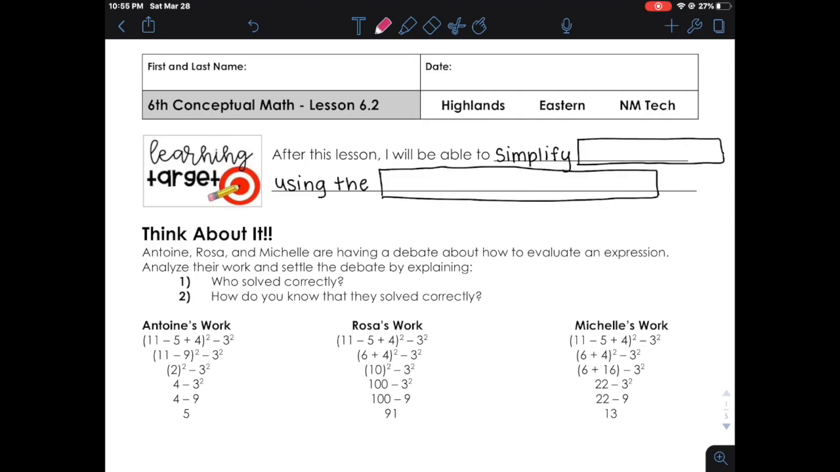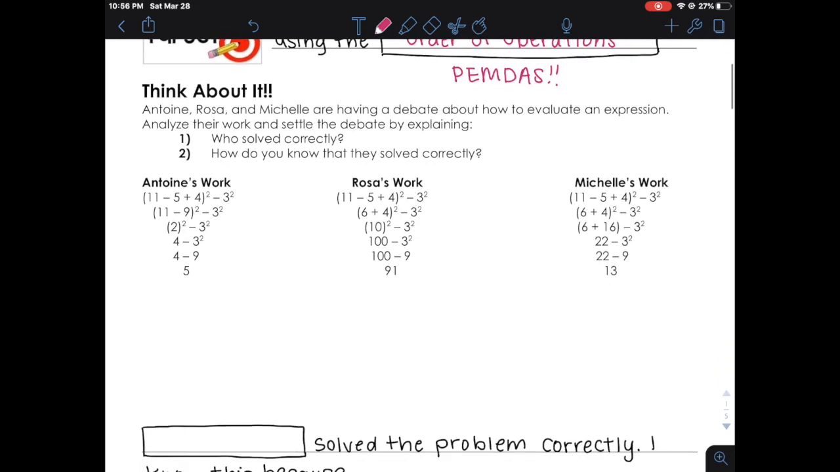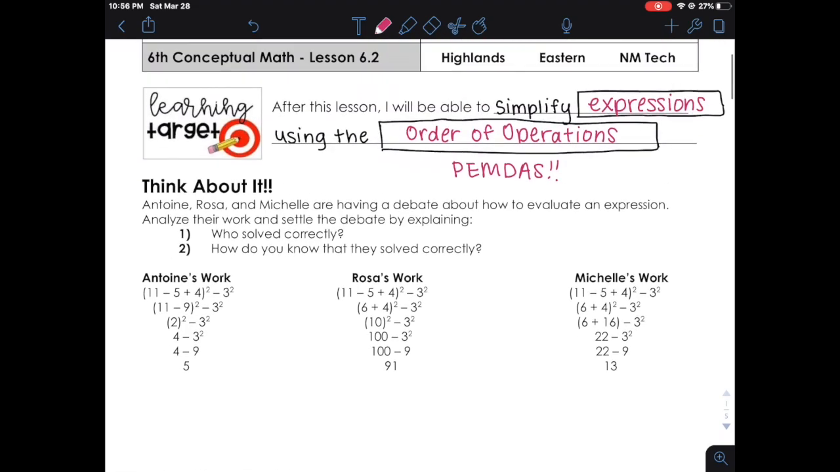After this lesson, I will be able to simplify expressions using the order of operations, aka PEMDAS. Please excuse my dear Aunt Sally. All right, let's start with your think about it.